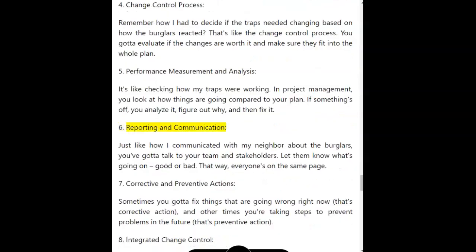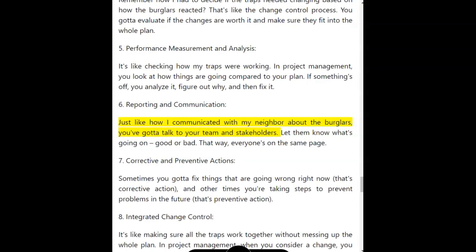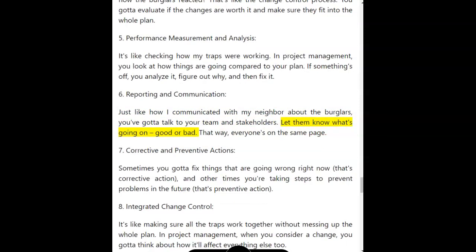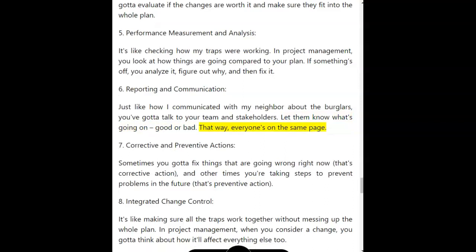6. Reporting and communication. Just like how I communicated with my neighbor about the burglars, you've got to talk to your team and stakeholders. Let them know what's going on, good or bad. That way, everyone's on the same page.